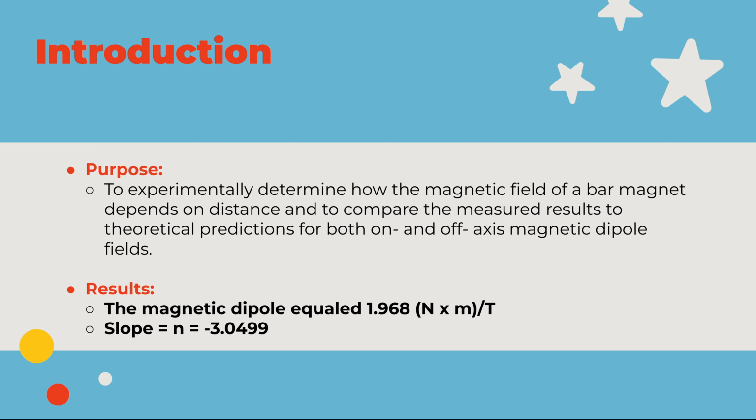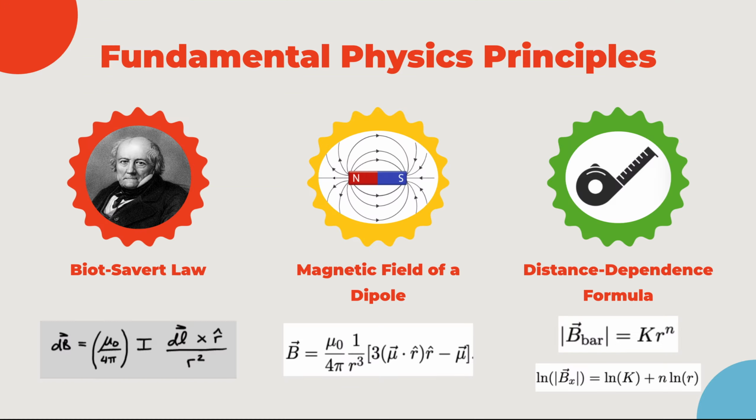So the primary goal of this experiment was to determine how the magnetic field of a bar magnet depends on distance. I compared our physical measurements to theoretical predictions for both on-axis and off-axis magnetic dipole fields. Key results from my analysis included a calculated magnetic dipole of 1.968 Newton meters per Tesla and a distance-dependent slope, or n, of negative 3.0499.